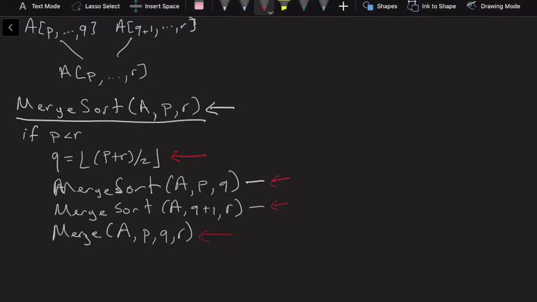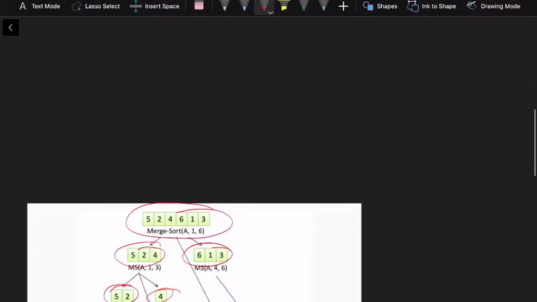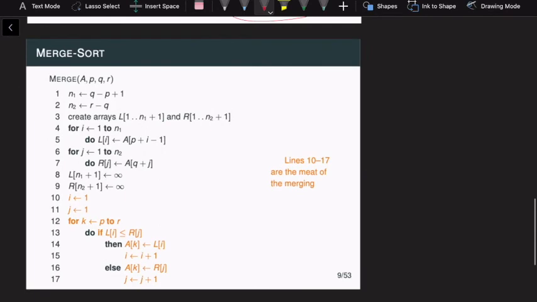So what merge is going to do is the following. We're going to have two subarrays, and the first thing we're going to do is find how big each one of the subarrays is. One is going to be n1, the second one is going to be n2, and then we create two arrays that have one more element than the size of each one of the smaller subarrays, and we'll see why we have that extra one in a little bit.